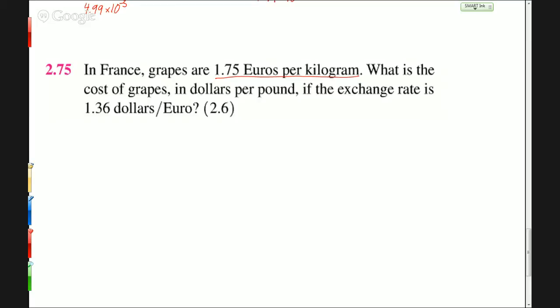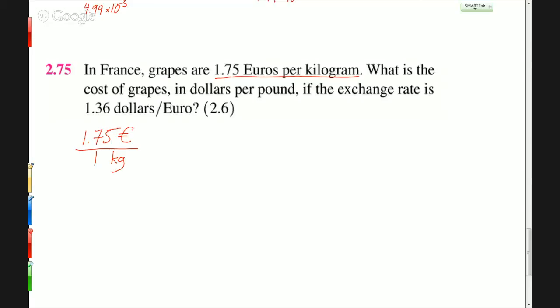So we can express this as the fraction 1.75 euros per 1 kilogram. Is that the right symbol for euros? Yeah. Is that right? Okay.